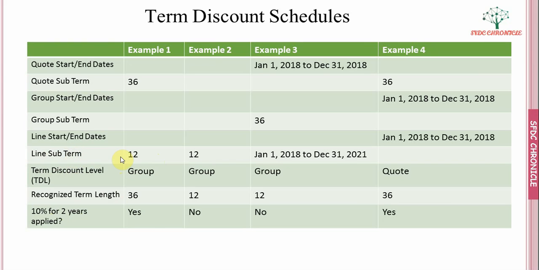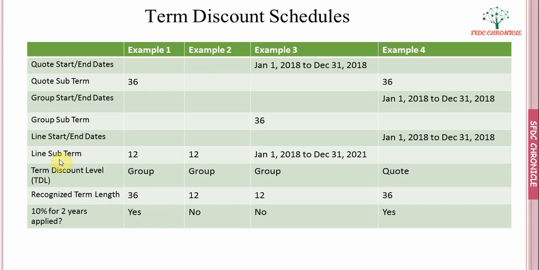But there is one field called term discount level. If you define this term discount level as group, you are forcefully saying: don't take the precedence logic that Salesforce took, take the precedence logic that I defined. In that case, it will see whether there is any term defined at the group level. If not, then it will go up. If there is a term defined at the quote level, yes, 36 is defined, so 10% will be applied.